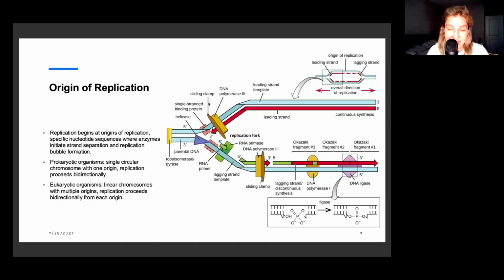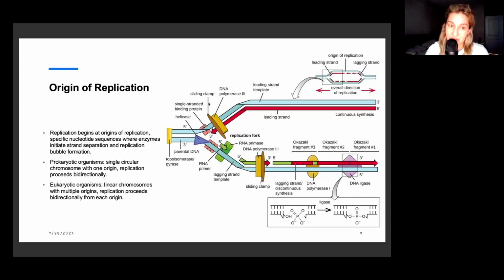Origin of replication and what's the difference between eukaryotic and prokaryotic cells. So replication begins at the origin of replication, a specific nucleotide sequence where enzymes initiate strand separation and replication with bubble formation.